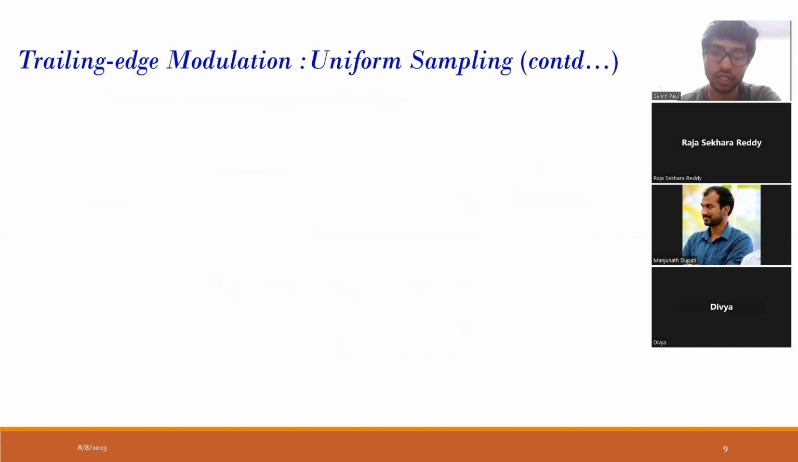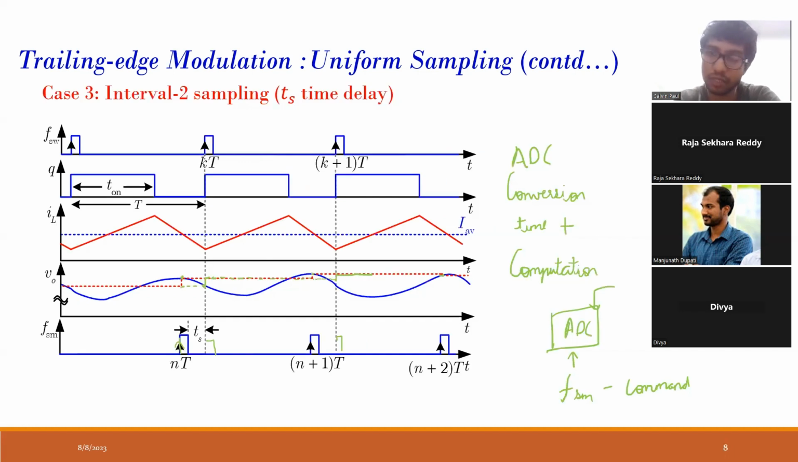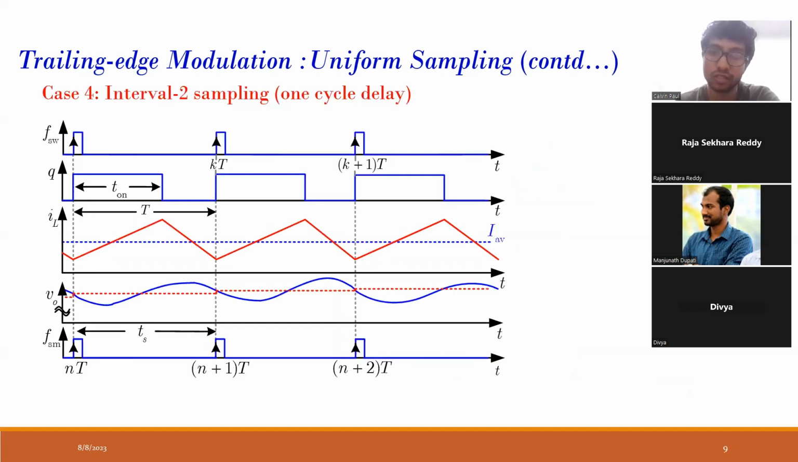Now, there was a delay, and this delay was kept less than a time period. TS was less than T. But suppose TS is equal to T, that is, we are taking a one cycle delay. So we are taking the sample over here, then we are taking the sample over here, and over here. The sample which we take over here will be used and processed after this time. This is the delay TS.